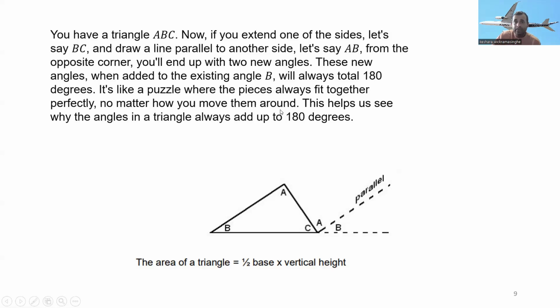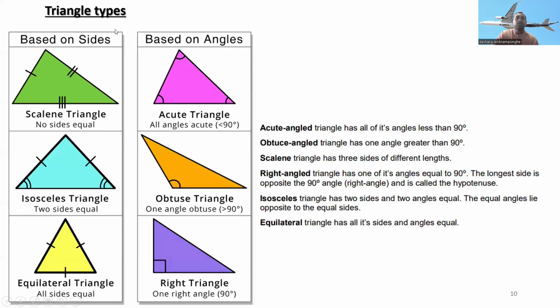No matter how you move them around, this helps us see why the angles in a triangle always add up to 180 degrees. Also, when you want to get the area, we will talk about it later, the area of a triangle is half into base into vertical height. Now let's go to triangle types.